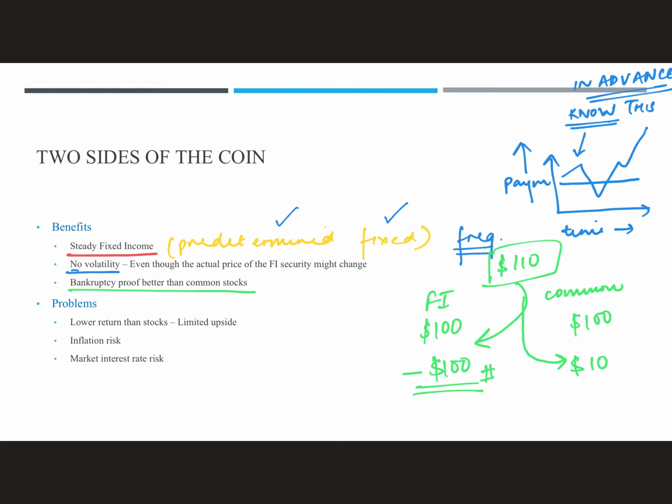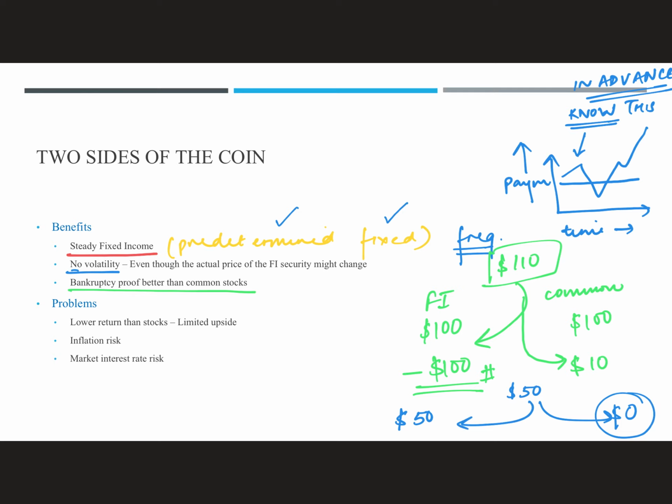In the other case, had you sold all the assets and received only $50, this $50 would have gone to the fixed income security holders, and the common stockholders would have received $0. Hence, it is much more bankruptcy proof than common stocks. This is one of the benefits of fixed income securities.